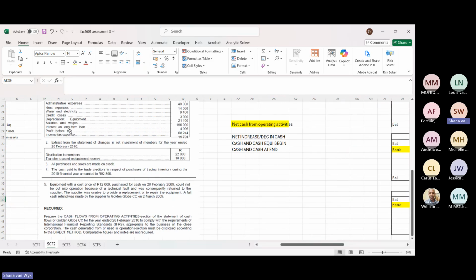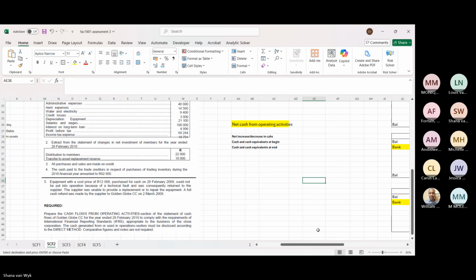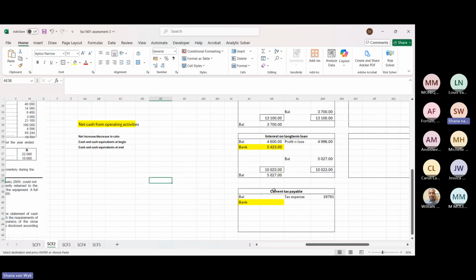Profit before tax. This must come in. This description is not right. Wait. It is net cash. No man, that is from bank. Here we go. Okay, guys, I'm stuck on this one. Any suggestions?